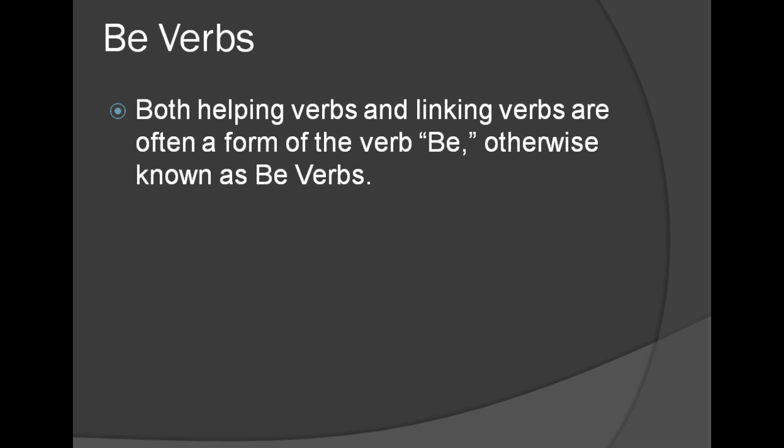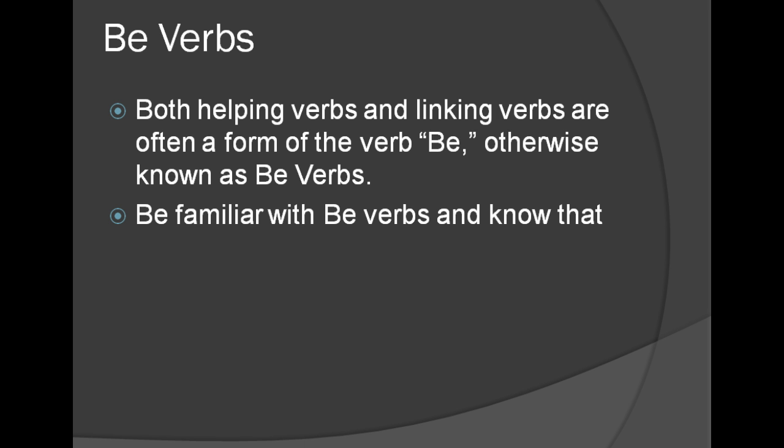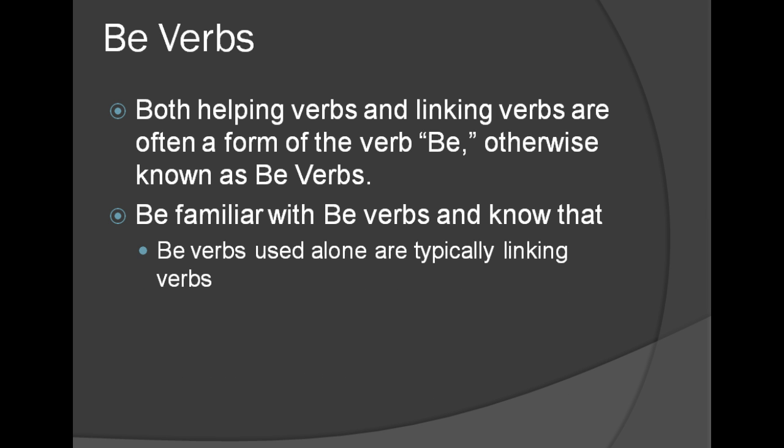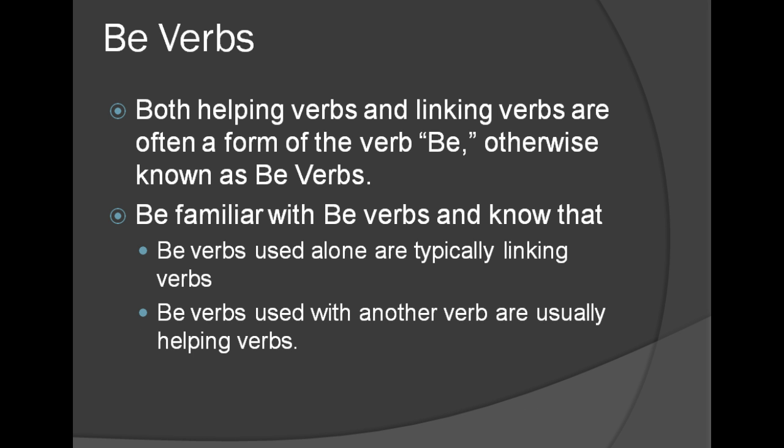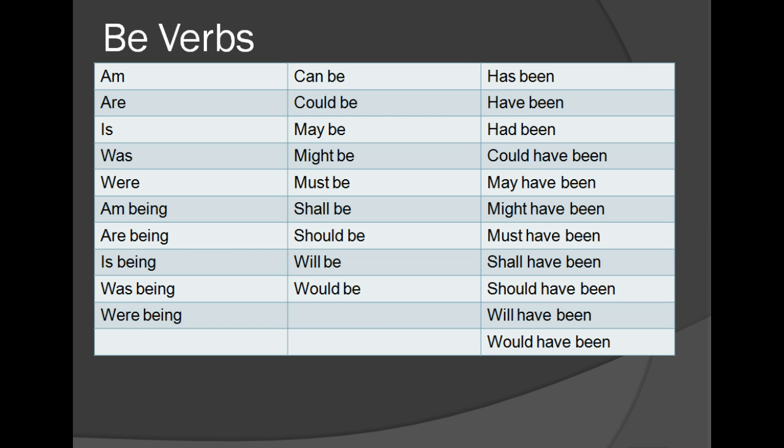Most commonly, both helping verbs and linking verbs will be a form of the verb be, otherwise known as be verbs. You should be familiar with the be verbs and know that they're used alone, typically as linking verbs, or used with another verb as helping verbs. These are verbs like am, are, is, was, were, so on and so forth. This little chart, of course, is in both your textbook and the slide here. You may want to make yourself a note of them somewhere that you can refer to as you're dealing with verbs.